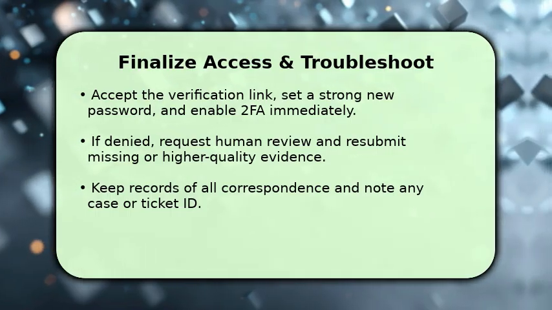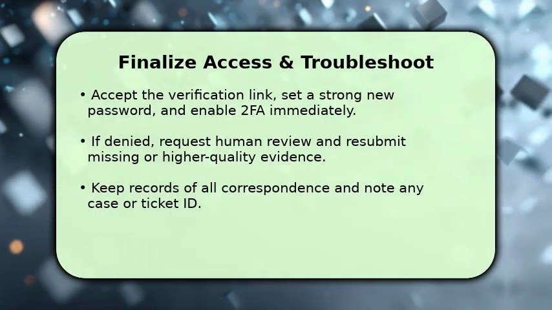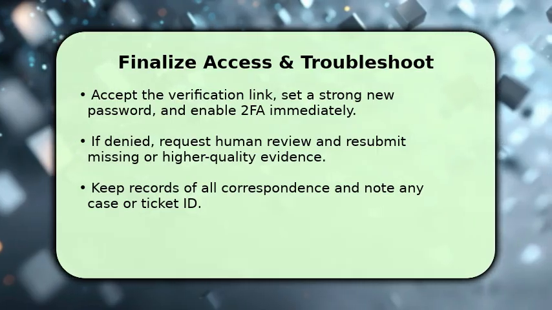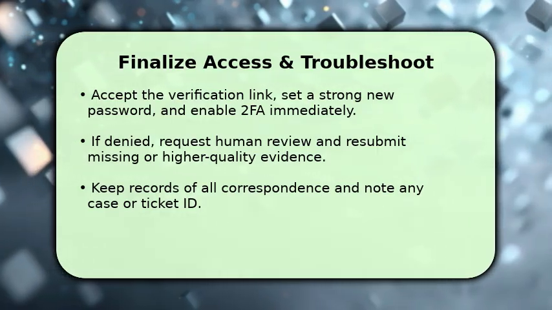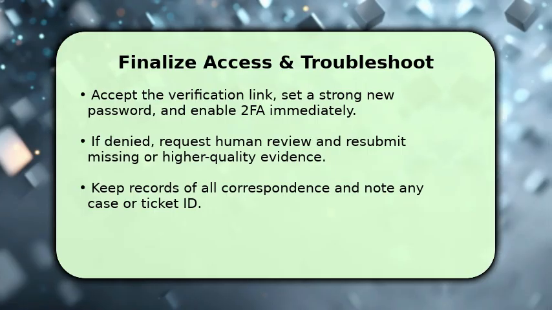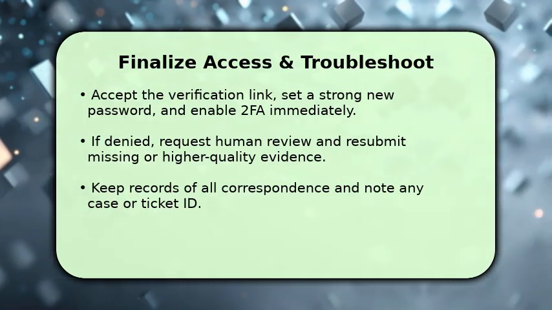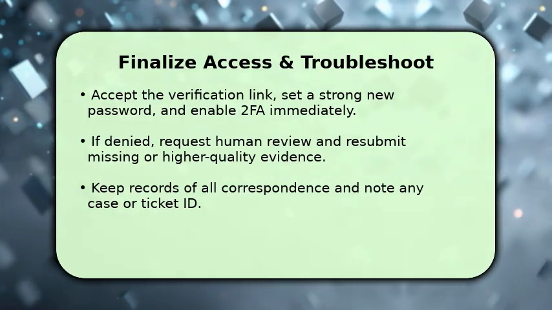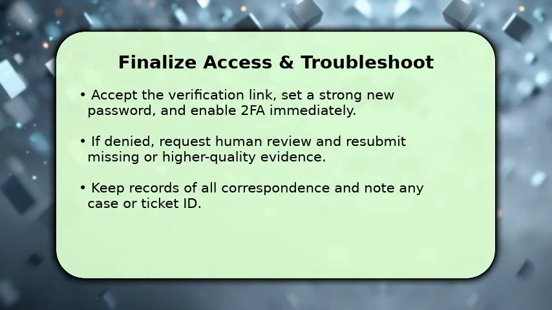If the system denies your request, escalate. Request a human review and resubmit clearer or additional evidence like higher-resolution ID images or proof of payment. Once you regain control, update recovery contacts and record the ticket ID for future reference.